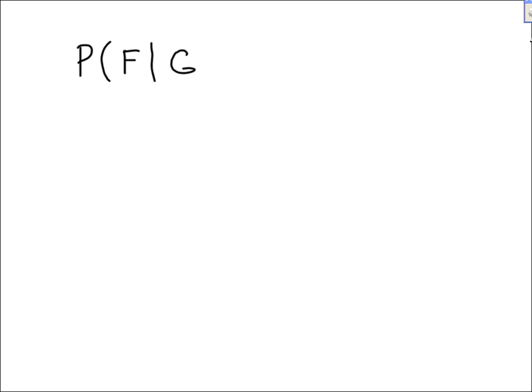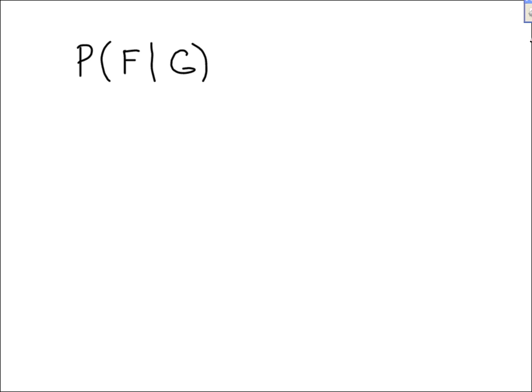In this section, we're going to talk about conditional probability. What is the probability that something happens given some information you know about the situation? So F and G are events. What is the probability that F happens given that G has already occurred?